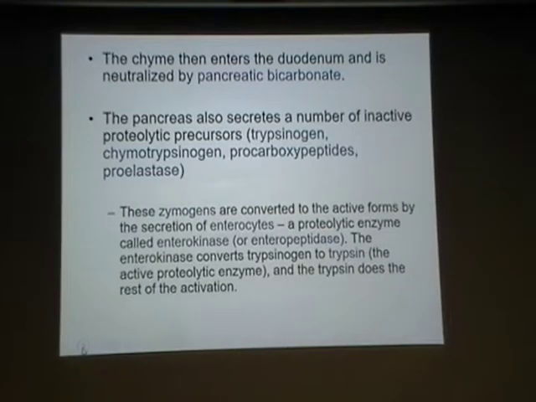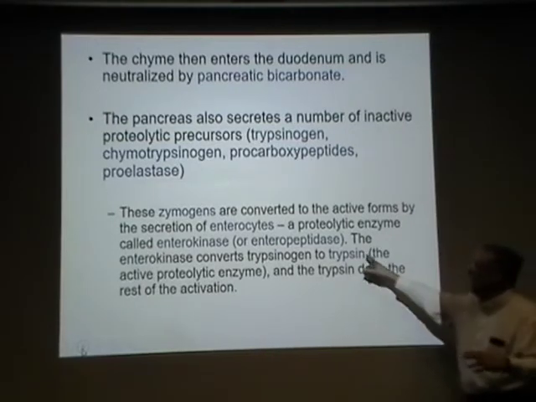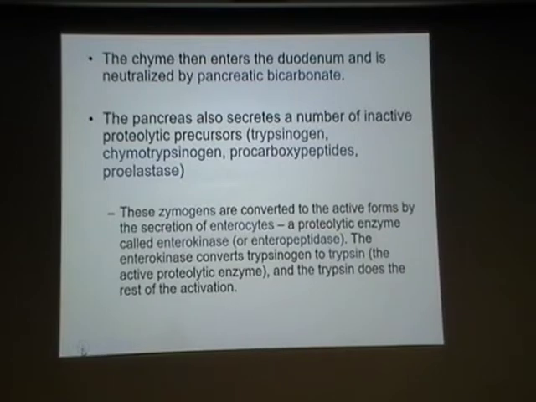So what happens is, this is on the outer aspect of the luminal membrane of enterocytes, and it is pretty specific for trypsinogen. It's a peptidase, so it's going to clip trypsinogen, breaking it into two fragments. One is trypsin, and the other is the ogen. So the trypsin is functional. So we've made an active proteolytic enzyme, trypsin.